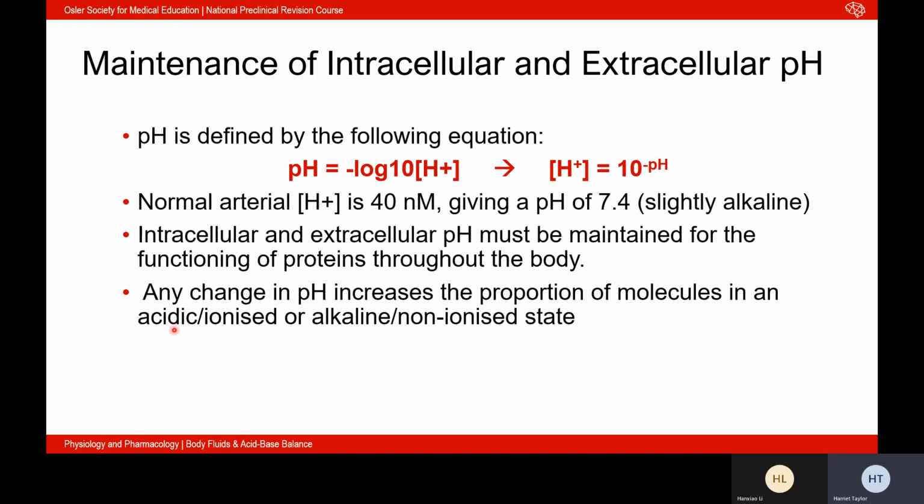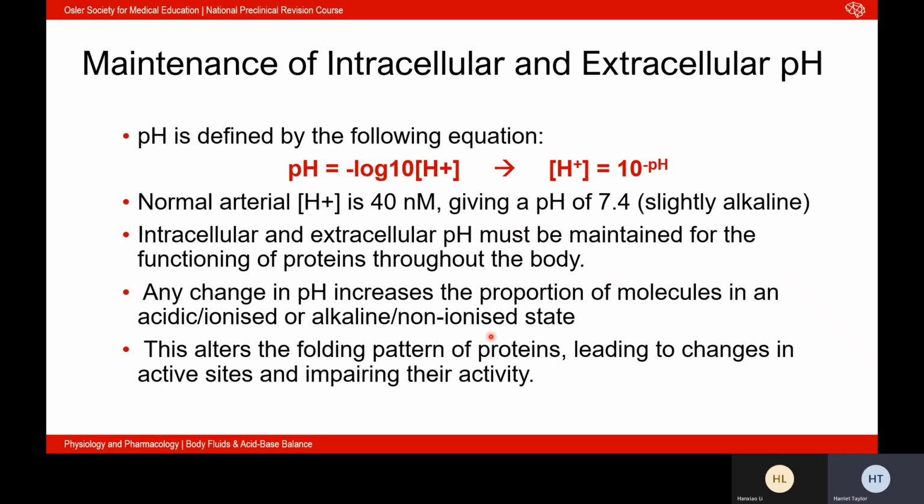So this just means ionized is the addition of a proton, non-ionized is the removal of that. And our proteins are very, very sensitive. The structures are determined by these very specific interactions between all of the molecules. And if that's disrupted, we get a change in active site structure, and that can impair their activity and therefore their functions.